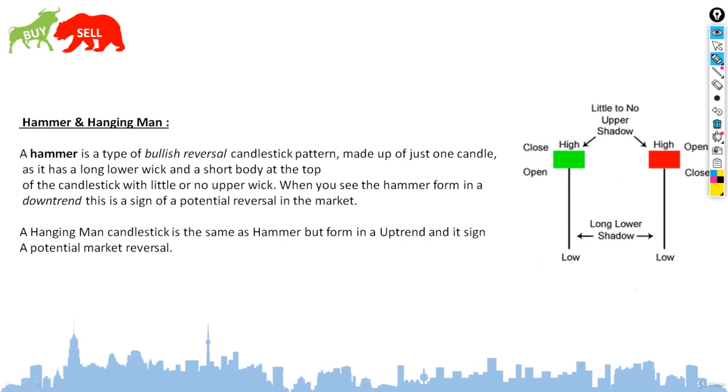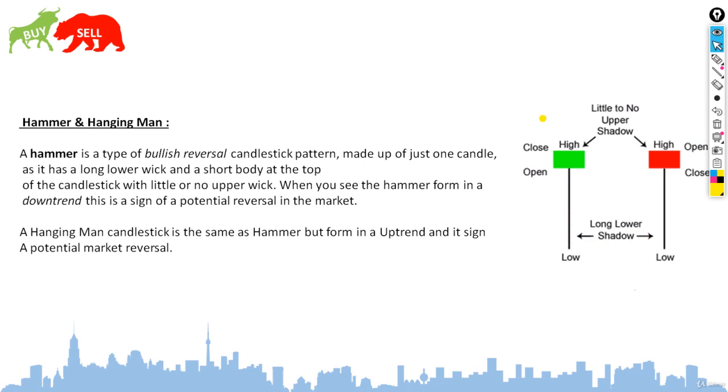The hanging man is the same candle, like this. Generally we find a hanging man in an uptrend, at the top of an uptrend. The hammer and the hanging man are the same candles, but we name them depending on the trend. If the trend is an uptrend and we find this candlestick at the top, we name that a hanging man. If it's a downtrend, we name that a hammer. It's a sign of a potential market reversal.